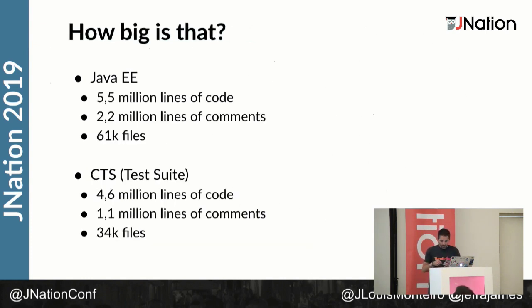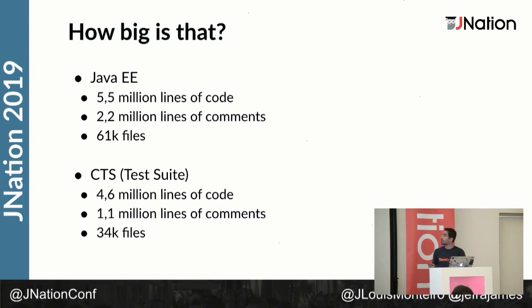So let's get some numbers so that we realize how big the work was to move all that. The Java EE source code is about 5 million lines of code. That's a lot of code over the last 20 years. About half are comments at the moment, in 61K files. So it's a lot of code that has been moved to the Eclipse Foundation.